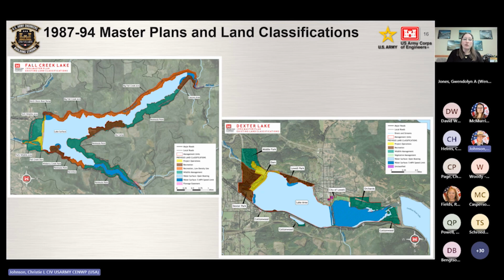And then the surface water is also zoned for boating use, and most of it remains as open recreation, but we can also have areas that are no wake zones, restricted areas, or fish and wildlife sanctuary. So as we update these master plans, we will be changing some of these classifications to reflect the current conditions on the ground.